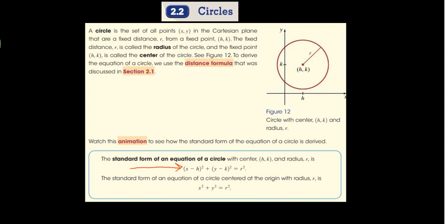The standard form of an equation of a circle centered at the origin with radius r is x squared plus y squared equals r squared, which makes sense because if we're at the origin, the coordinates are 0, 0, so let's just put in 0 here and 0 here. Well, x minus 0 is just x, and y minus 0 is just y, because there's y squared. Of course, that's what we see here. So these are the basics of a circle.